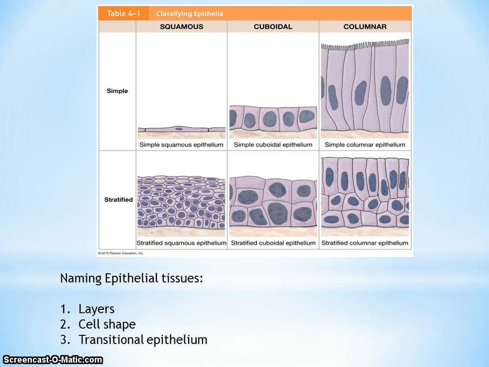We have two special cases. One is the transitional epithelium, which has the ability to stretch to accommodate a filling organ such as the bladder, and another which is called a pseudo-stratified columnar epithelium. Pseudo means false, so this appears to be stratified, but in reality every single cell is attached to the basal lamina.